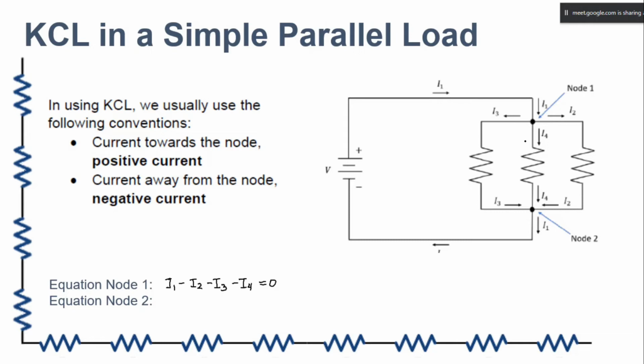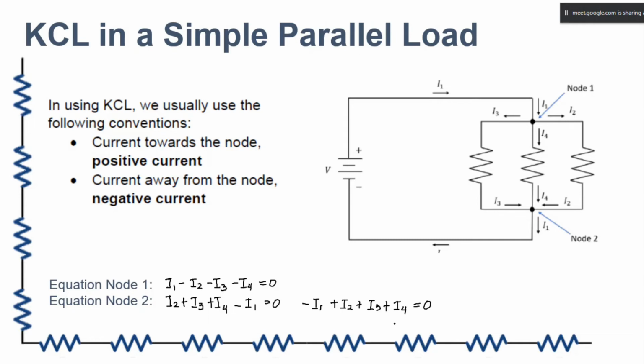So, take a look on node 2. Ano po yung magiging equation ng node 2 po natin? I sub 2 plus I sub 3 plus I sub 4 minus I sub 1 equals 0. Or you may also rearrange the terms, negative I sub 1 plus I sub 2 plus I sub 3 plus I sub 4 equals 0. Those are our equations for node 1 and node 2.